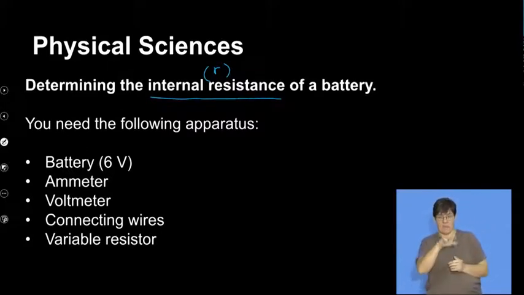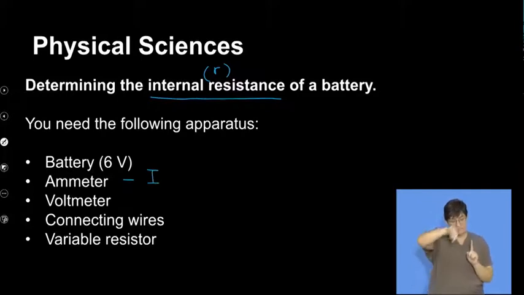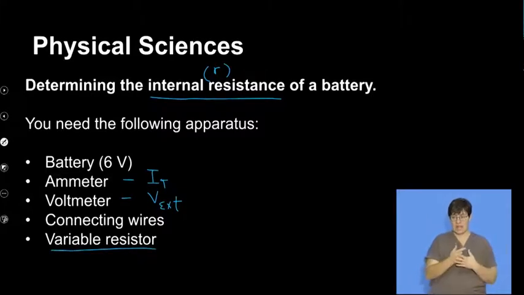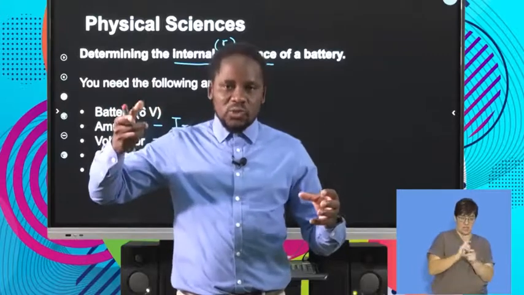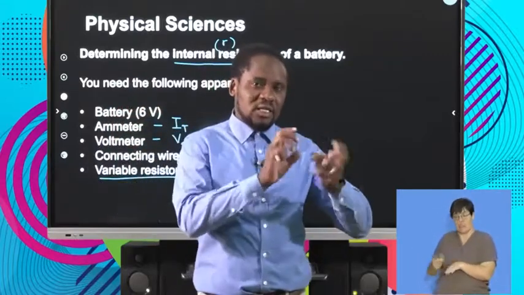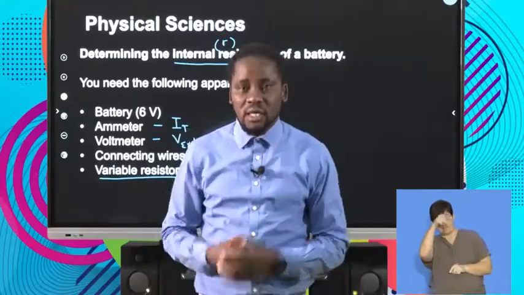An ammeter will measure our current through the battery or through the circuit. A voltmeter will measure the voltage. This one is going to be connected across the ends of the battery because we are interested in measuring V external. And then this should give us the total current, the connecting wires, and a variable resistor. There's something very interesting about the variable resistor. We are going to use it to change the magnitude of resistance, which will affect the current. As a result of that, we'll measure the terminal potential difference.